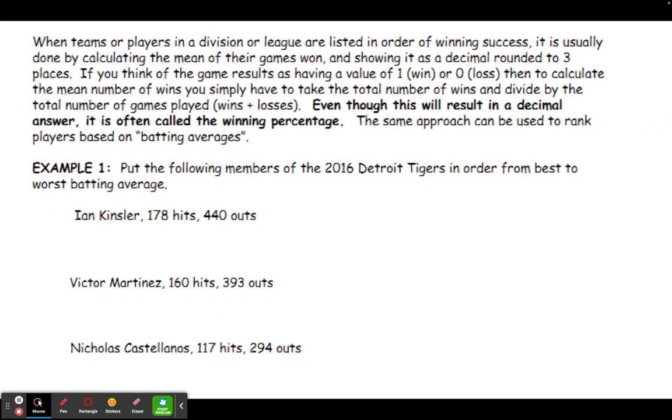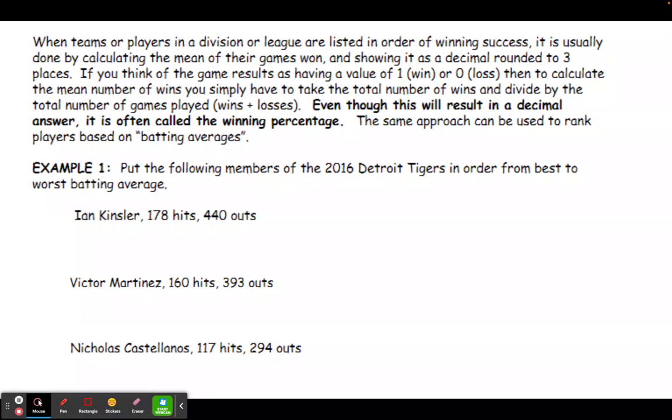Now, even though this result will give you a decimal answer, it's often called a winning percentage. So when you see in homework, tests, and quizzes that they're asking you for a winning percentage, we are looking for a decimal that is rounded to three places.